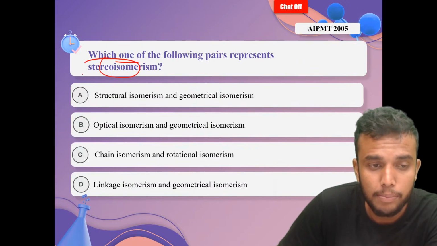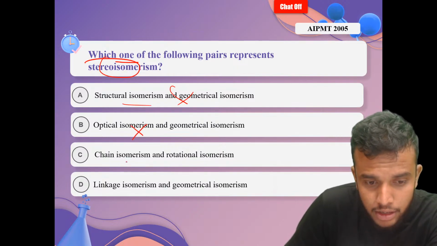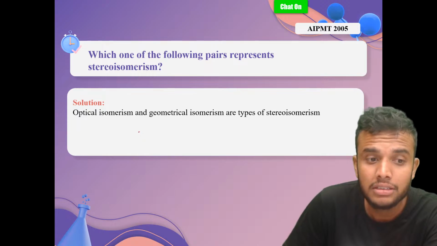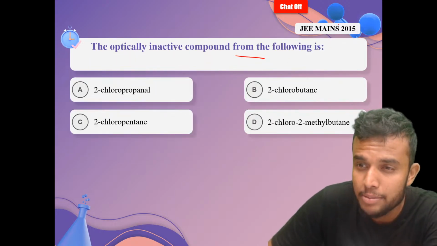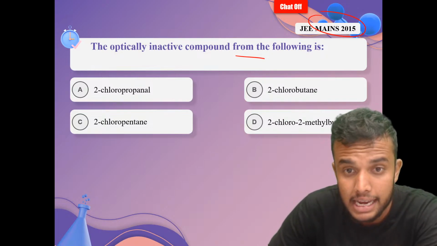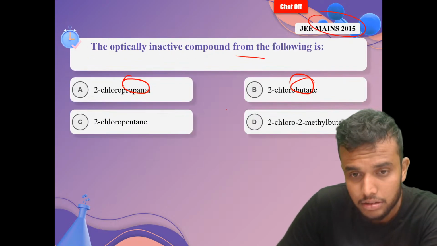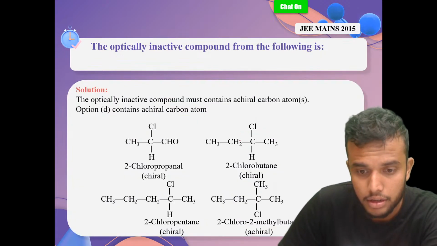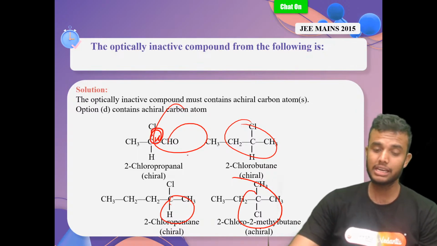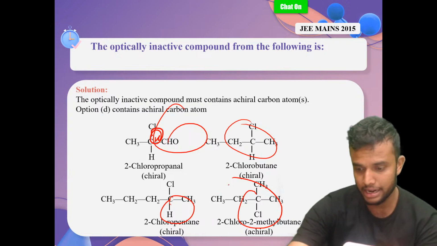Third question: which one of the following pairs represents stereoisomers? Structural isomers, geometrical, no. Optical, geometrical, no. Chain, optical and geometrical. Yes, option B is the correct answer. Optical and geometrical. Next question: the optically inactive compound, JEE 2015 question, students. The optically inactive compound from the following. Let's write the structure of this. Aldehyde, this one alkane. The answer is this one. 2-chloromethyl butane is a chiral molecule. Chiral is nothing but when it's attached with 4 different groups, it is a chiral molecule. This one is achiral, and if it's achiral, then it is optically inactive. Very simple.